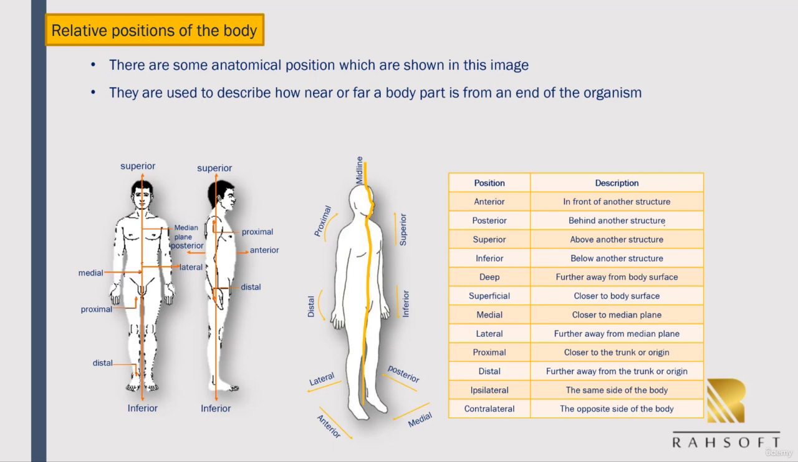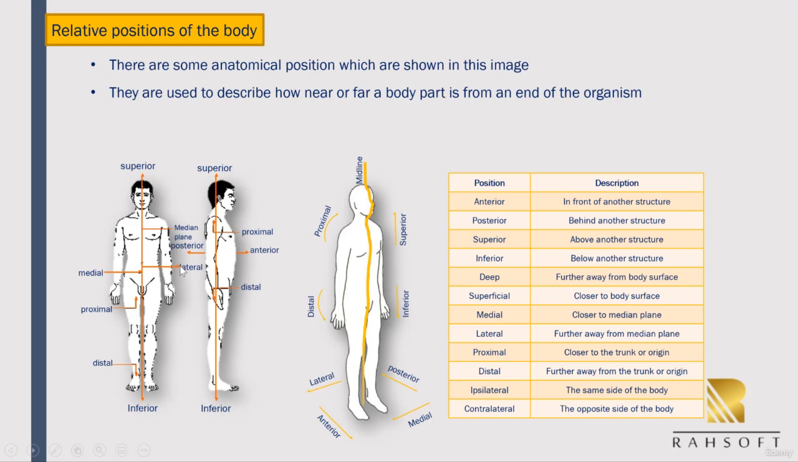probably are very familiar with are anterior and posterior, which means they're in front or behind a structure. Superior and inferior means it's above and below another structure. Deep means it's further away from the body. Surface and superficial means it's closer to the body surface. When it is medial, it means it's closer to the medial plane, which is as seen here. So it is in relation to the middle of the body, but vertically.